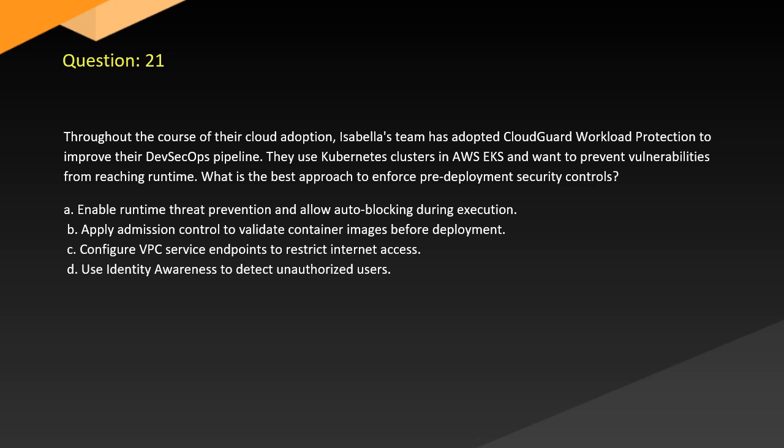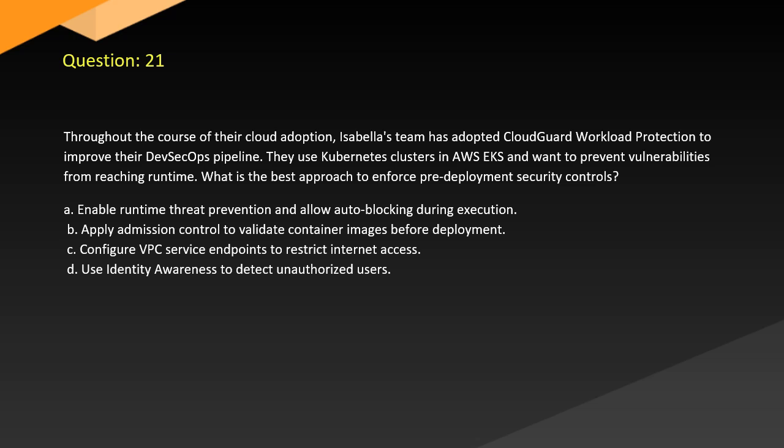Question 21. Throughout the course of their cloud adoption, Isabella's team has adopted CloudGuard Workload Protection to improve their DevSecOps pipeline. They use Kubernetes clusters in AWS and want to prevent vulnerabilities from reaching runtime. What is the best approach to enforce pre-deployment security controls? A. Enable runtime threat prevention and allow auto-blocking during execution. B. Apply admission control to validate container images before deployment.